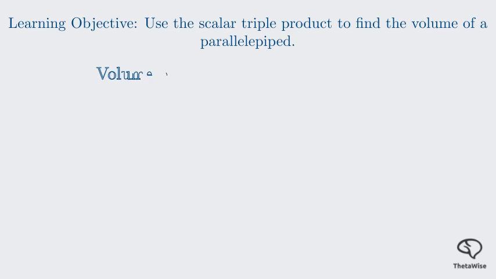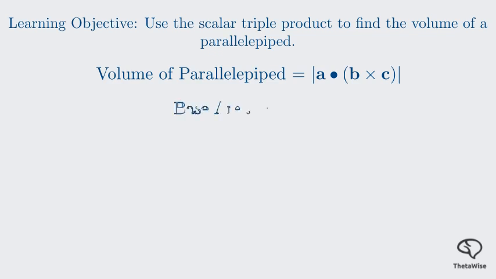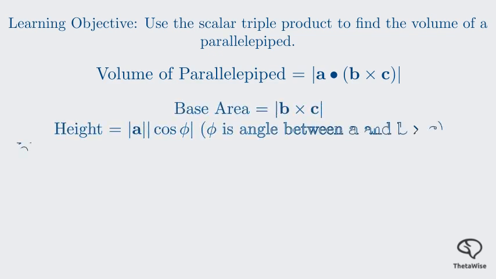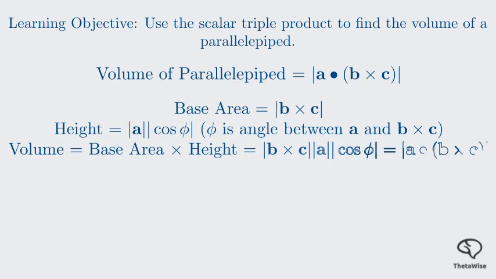The volume of a parallelepiped defined by 3 vectors, A, B, and C, can be found using the scalar triple product. The proof comes from the standard formula for the volume of a solid, base area times perpendicular height. As we saw before, the area of the base, defined by vectors B and C, is the magnitude of B cross C. The perpendicular height is the component of the third vector, A, that is perpendicular to the base. This component can be found using the scalar product. Combining these, we get the volume as the absolute value of the scalar triple product, A dot B cross C.